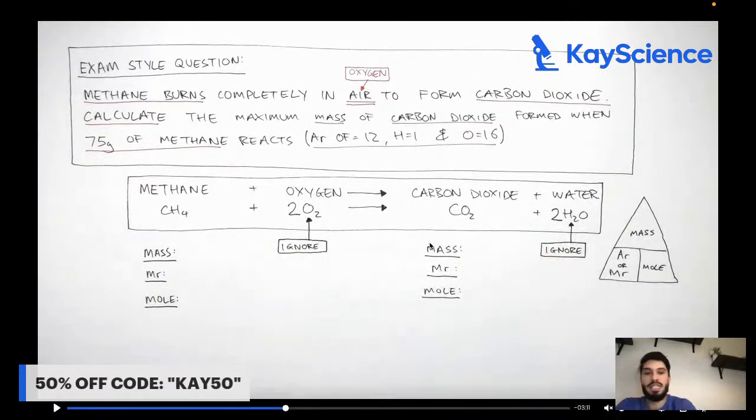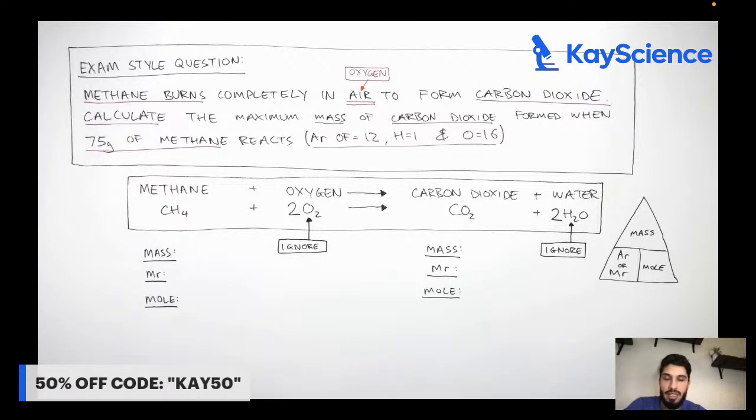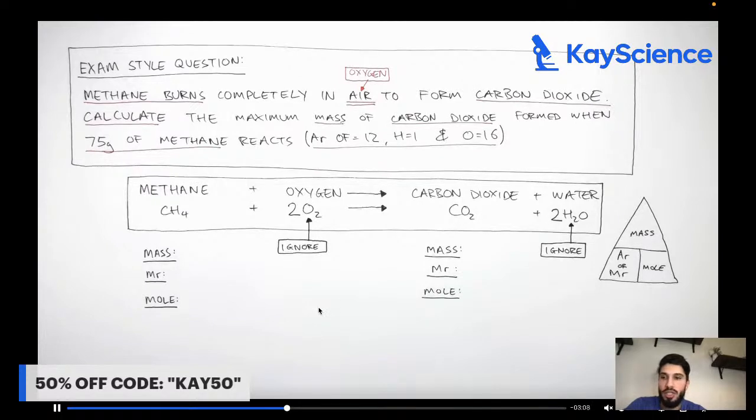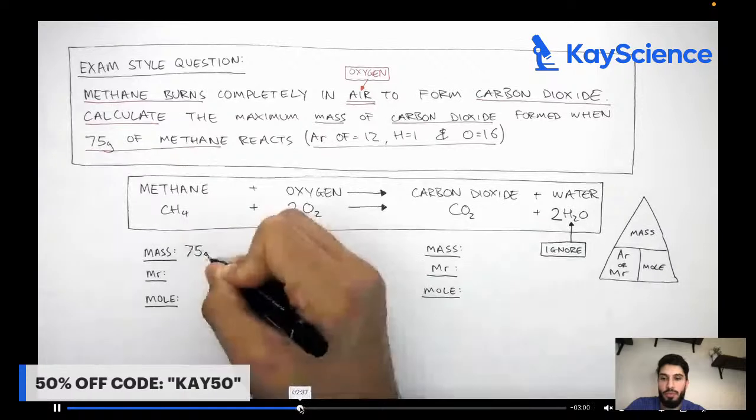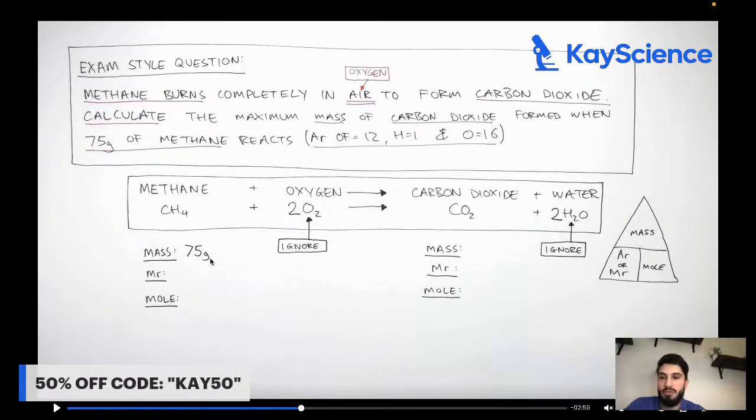You do this every single time, no matter what. If you follow these instructions, you will never get this question wrong, okay? Follow the techniques that I'm teaching you today and you will get these questions correct every single time. Now, the question tells us we have 75 grams of methane. So we write 75 grams of methane where it says mass.